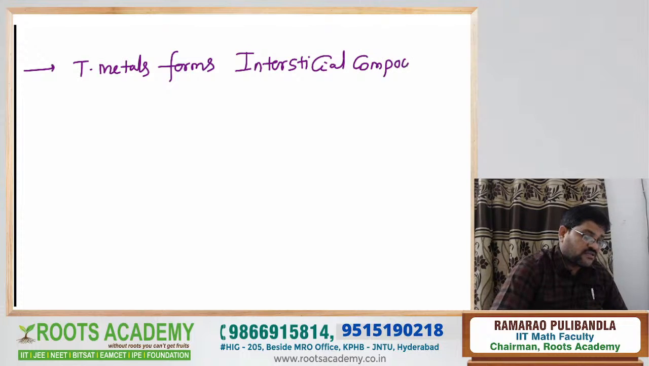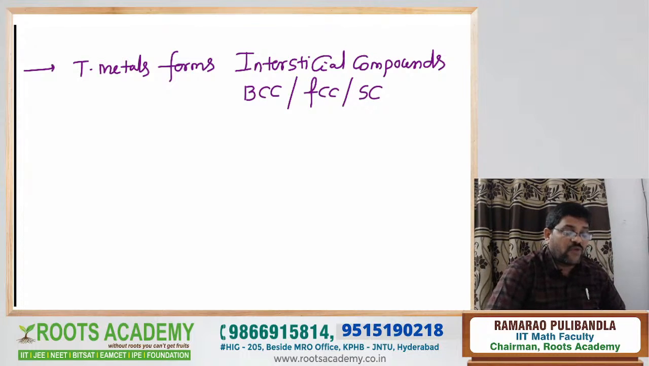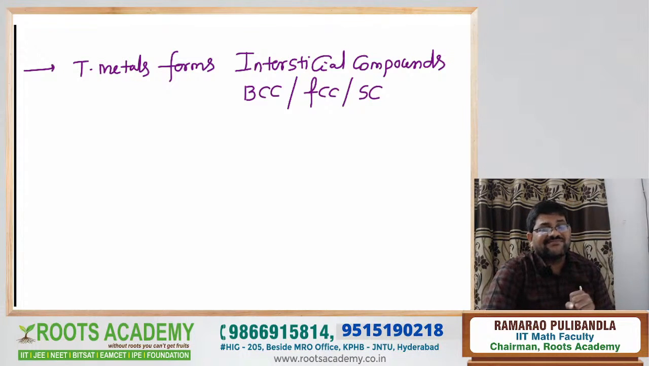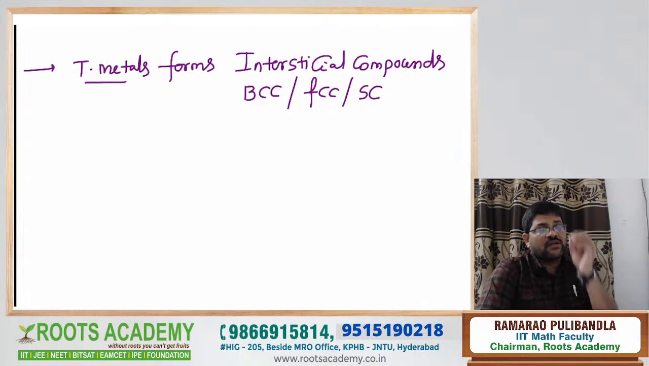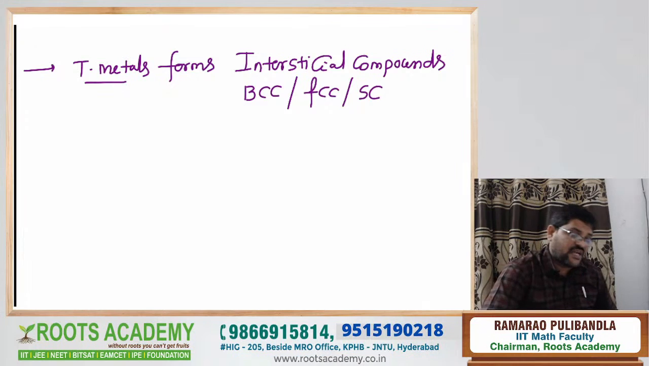You may ask, what are interstitial compounds? Simple logic. The transition metals have a BCC lattice, FCC lattice or simple cubic lattice, and there are voids in them. Non-metals occupy those voids. That is why the transition metals form interstitial compounds. Void means empty space. In that empty space, non-metal atoms like hydrogen and carbon enter, and these are called interstitial compounds. And see the next point.